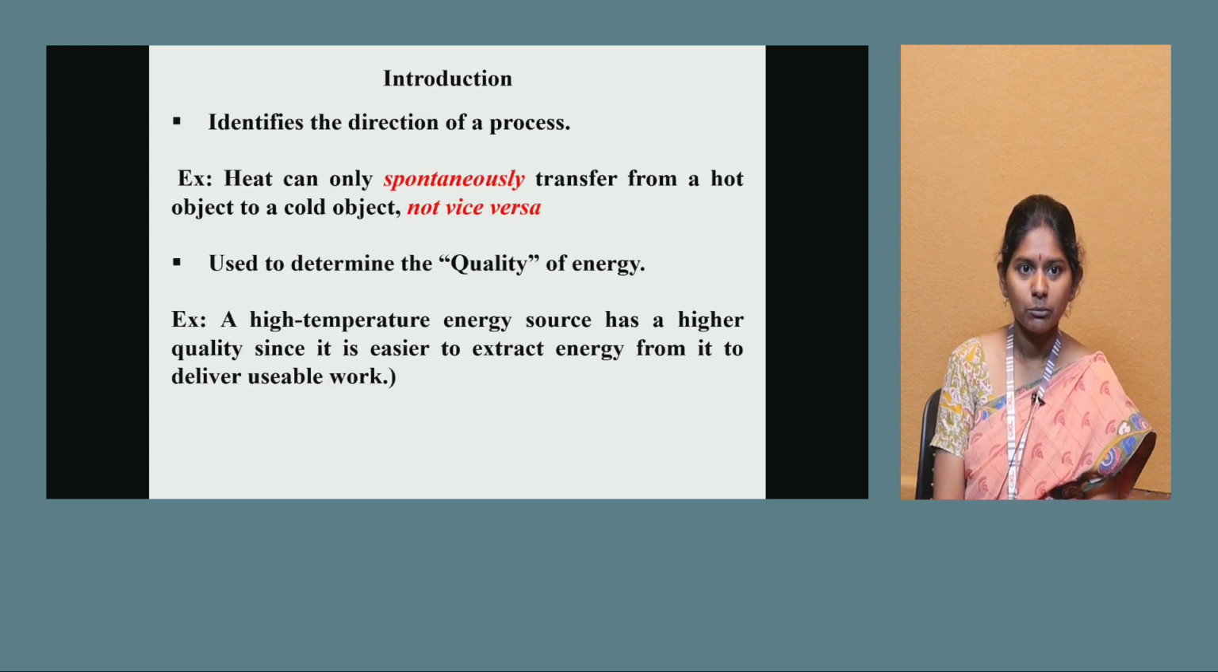The second law of thermodynamics mainly identifies the direction of a process. That is, heat can only spontaneously transfer from a hot object to a cold object and not vice versa. It is also used to determine the quality of energy. Example, a high temperature energy source has a higher quality since it is easier to extract energy from it.